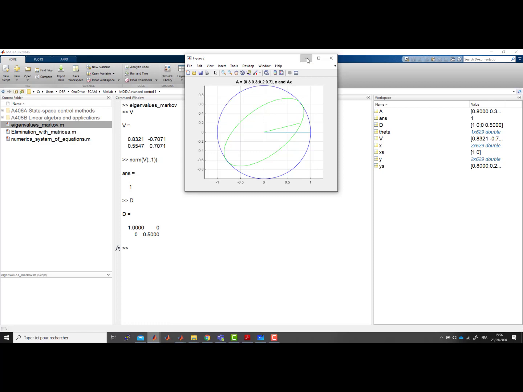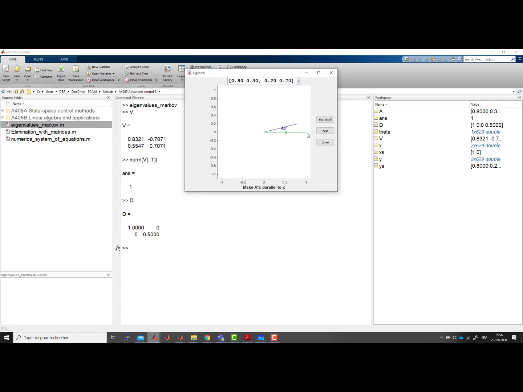So what is nice about eigshow is that I can take x, and x will be here on a circle, and I can look at the image of x through A. In green you have the vector x, and in blue you have Ax. If I start turning this, in green I will have, as you can see, a circle, and I have the image of the circle in blue.